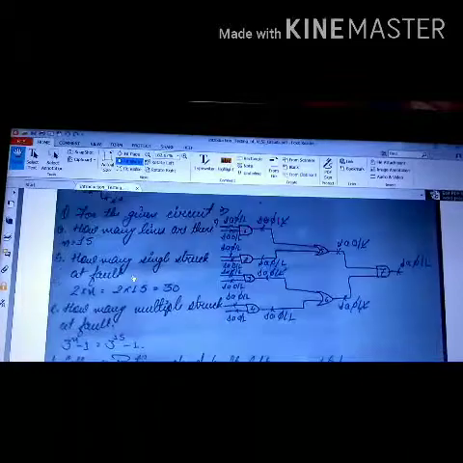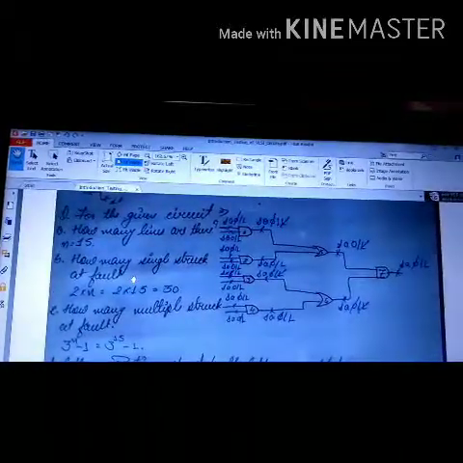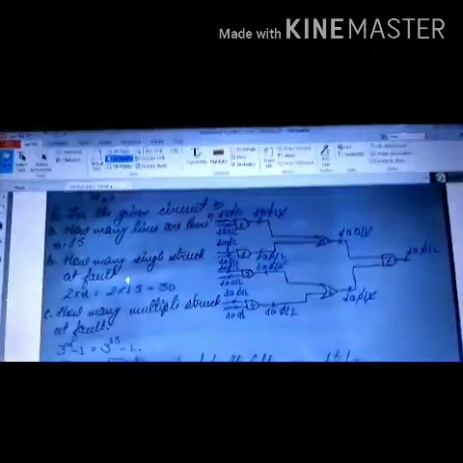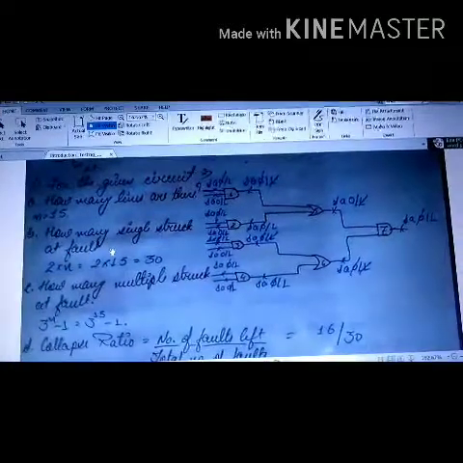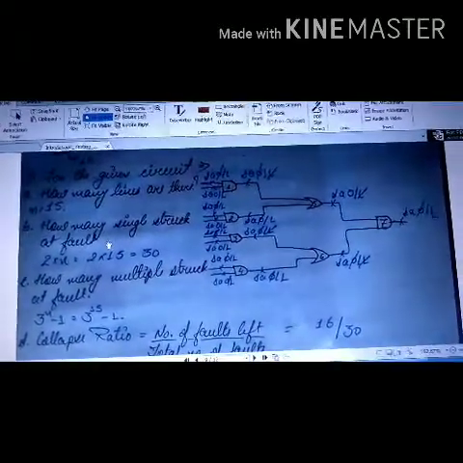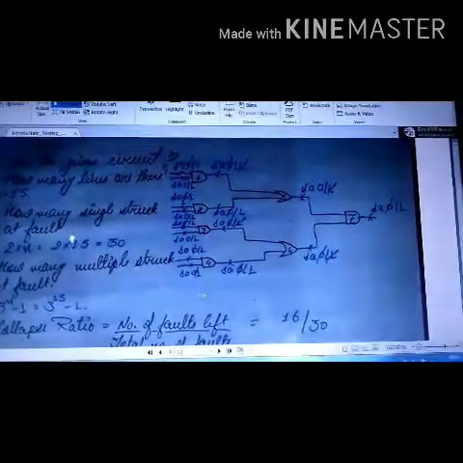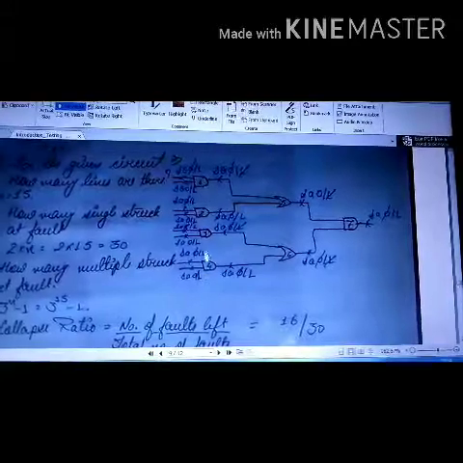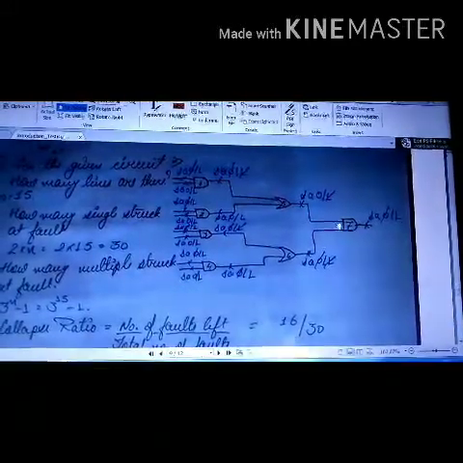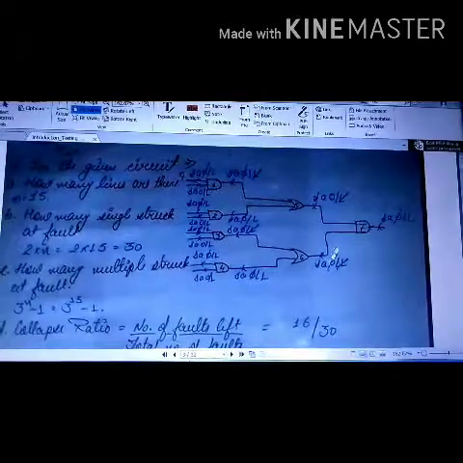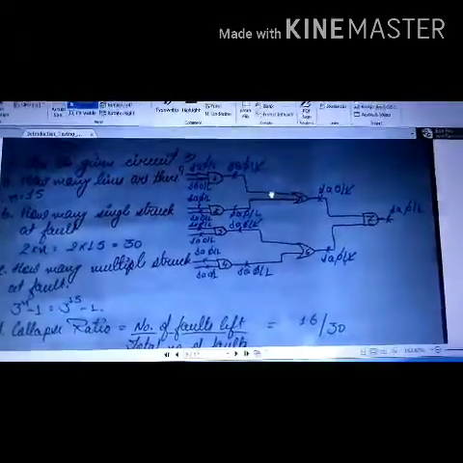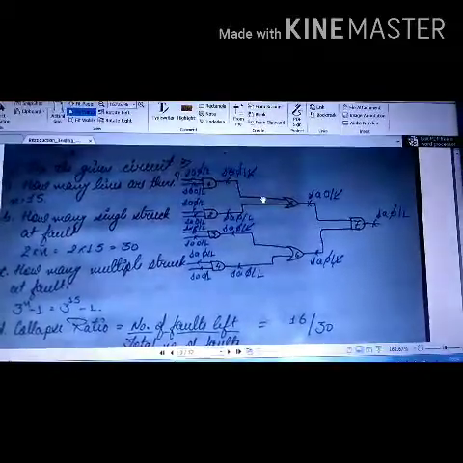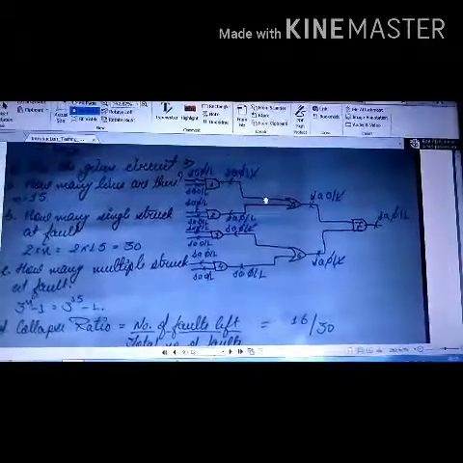Now, studying this fault equivalence, we can solve some of the numerical problems as given below. So let us have a brief look at these numericals. Suppose we have been provided with a circuit which has at the starting 4 AND gates, then 2 OR gates, and finally an AND gate, and we want to test this circuit with the help of structural testing.